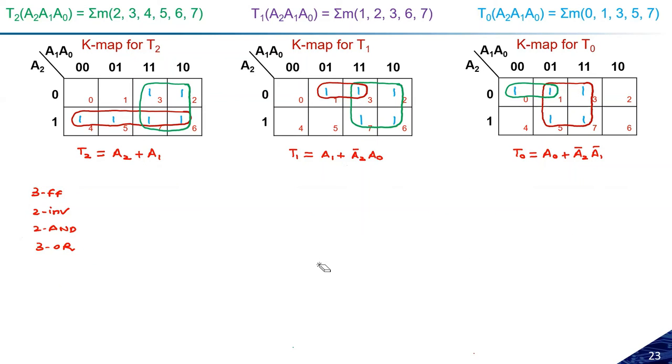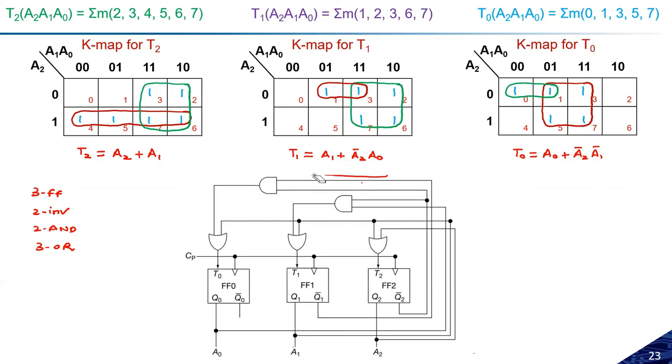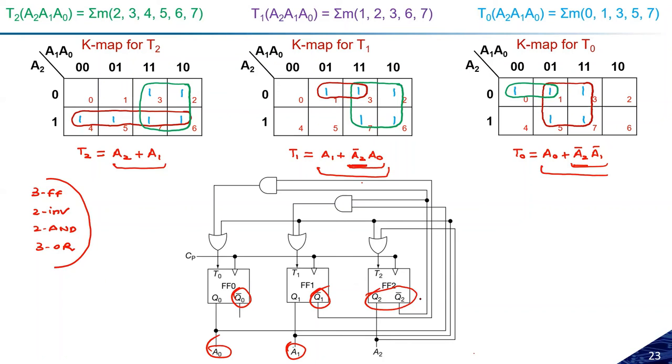Now, based on this, if you try to make the circuit, it will look like this one. So this is how the circuit looks. One very important thing we can also avoid: at the output we are getting A1 as well as A1 complement, A0 as well as A0 complement. This can be utilized here, because we have both A1 and A1 complement, A0 and A0 complement, and A2 and A2 complement. So we do not need these two inverters.